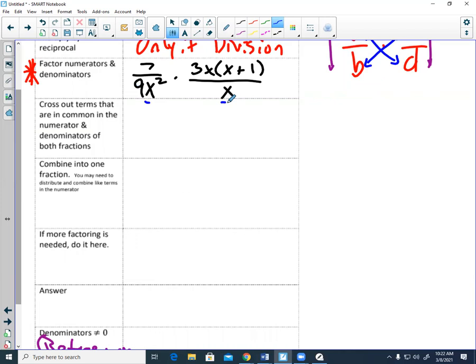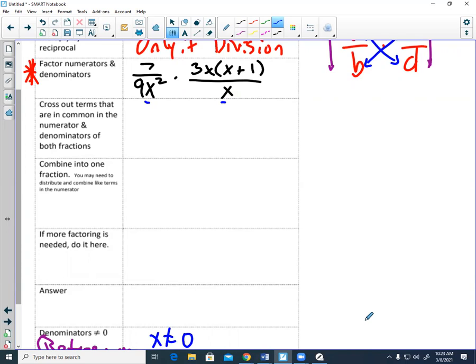What is the only number that x can't equal that would create an issue? 0. So this is saying x can't equal 0. Every single other number is okay. Every single other number is fine. Okay? So every number is fine. Just kind of keep that in mind. So now we can start to cross off.